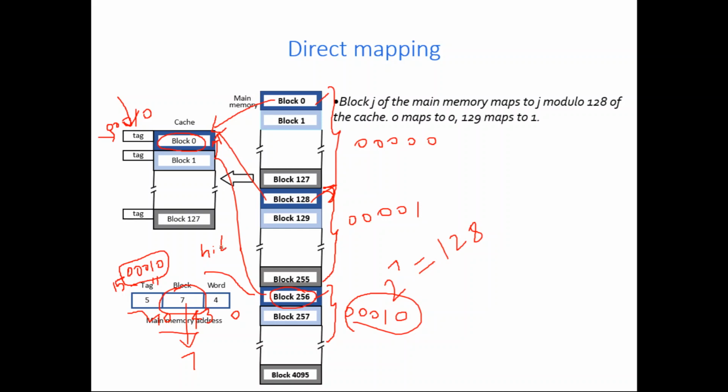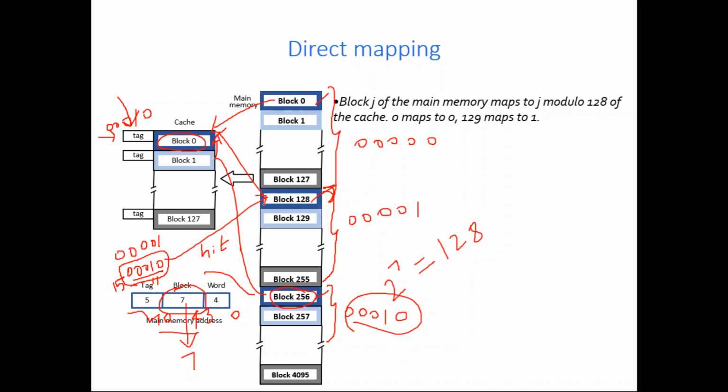But assume that this is referring to block 0. So this is all zeros, so it is referring to block 0. Fine, but this is not in the tag here. It is not 00010. It is say 4 zeros and 1. So now which block of main memory does the CPU want? It wants block 128 of main memory.